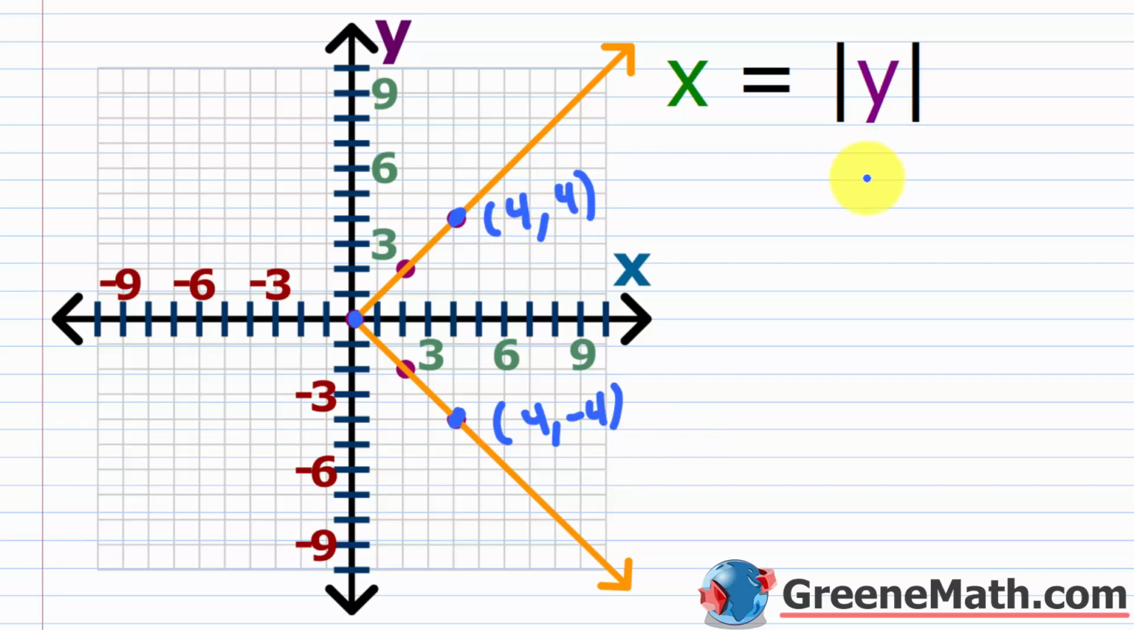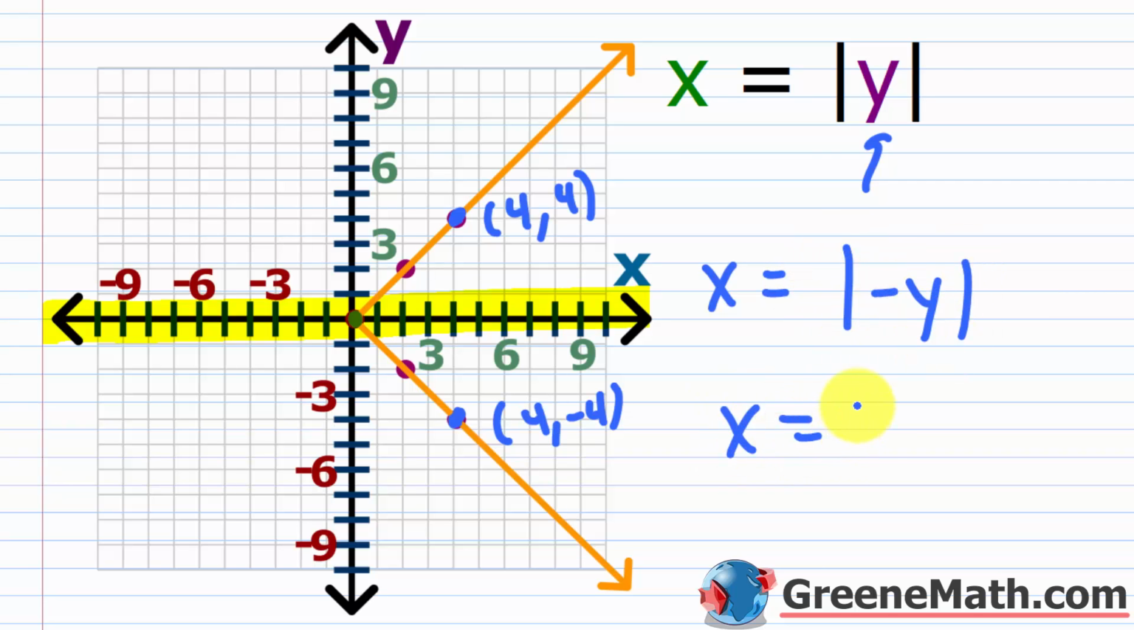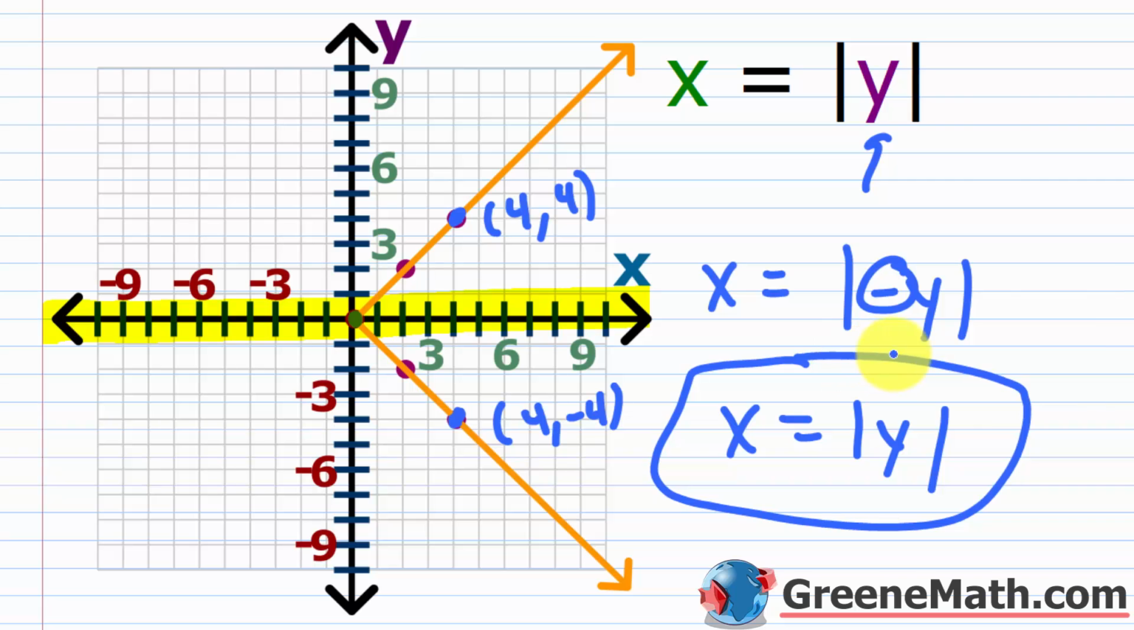If I plug in a 4 for y, take the absolute value, I get 4. If I plug in a -4 for y, take the absolute value, I also get 4. So that's what's creating this effect here. We know this is not a function because it would fail the vertical line test, but it is going to be symmetric with respect to the x-axis because if I plug in a negative y in the place of y, this would end up being just x equals the absolute value of y. I could really just split it and say it's the absolute value of -1 times the absolute value of y. The absolute value of -1 is just 1, so I end up with exactly what I have right there.